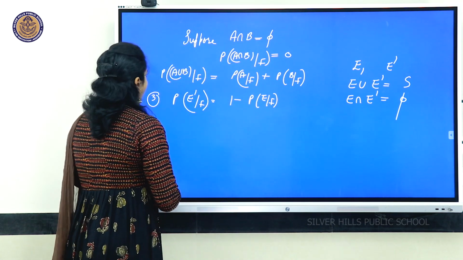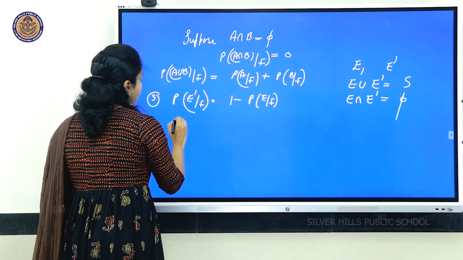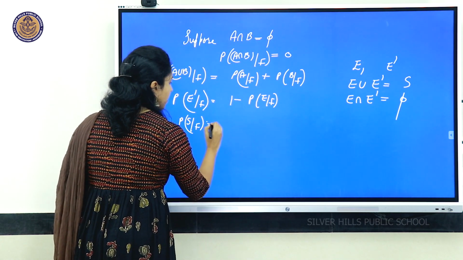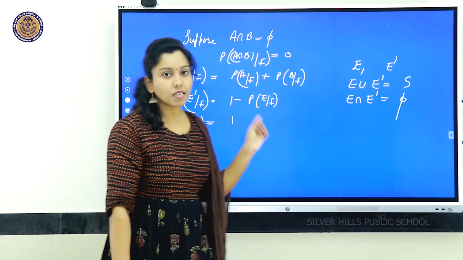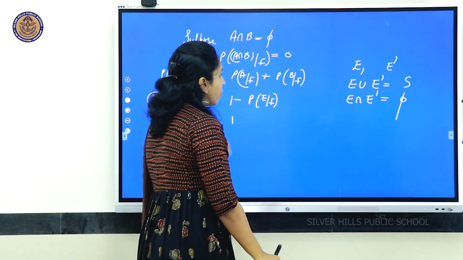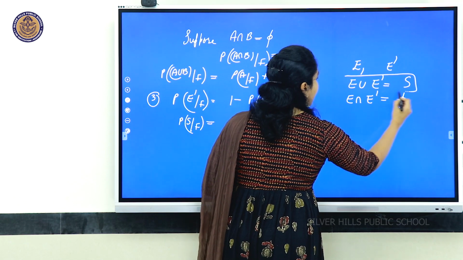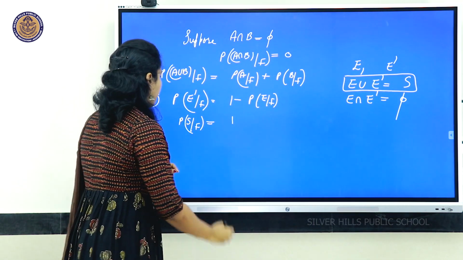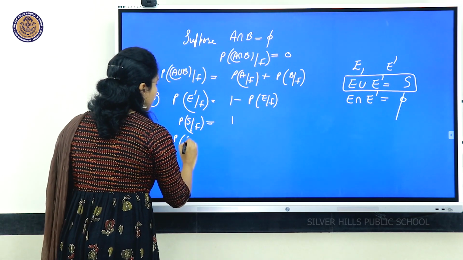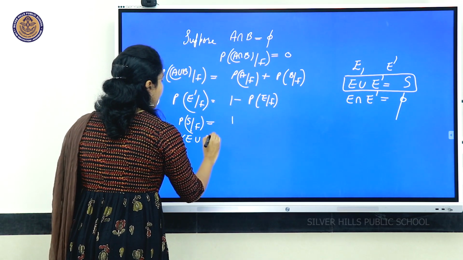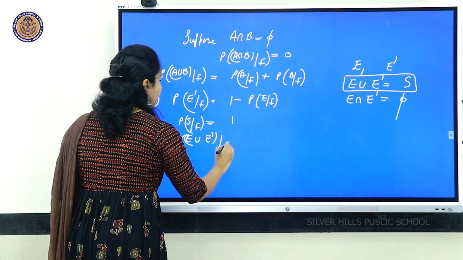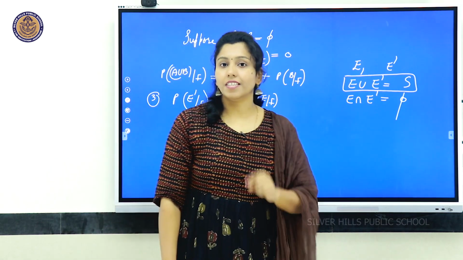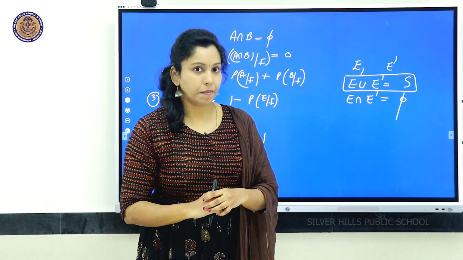Now, the first property says probability of S given any event F is equal to 1, where S is a sample space. Now, instead of S, I can write E union E complement. So, I modify this as P of E union E complement given F is equal to 1. Now, E and E complement are disjoint.